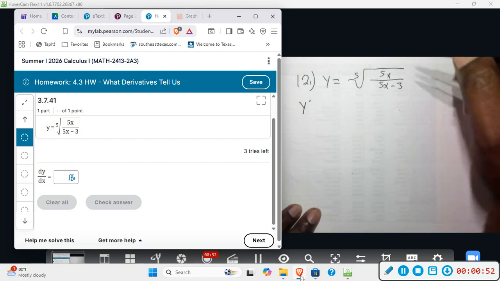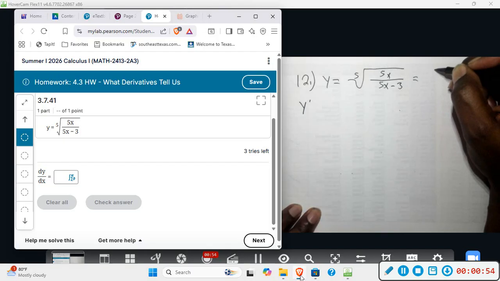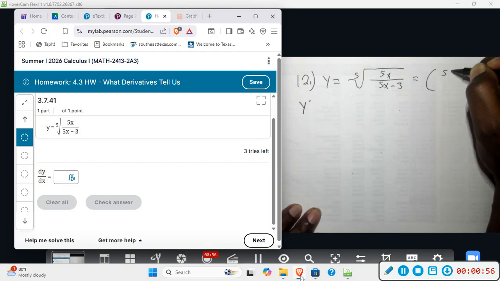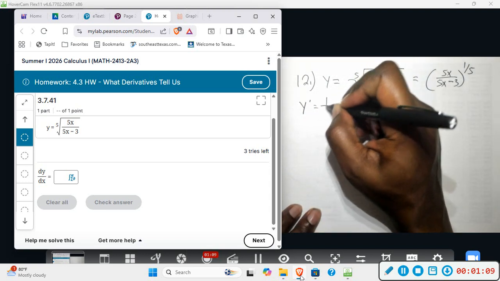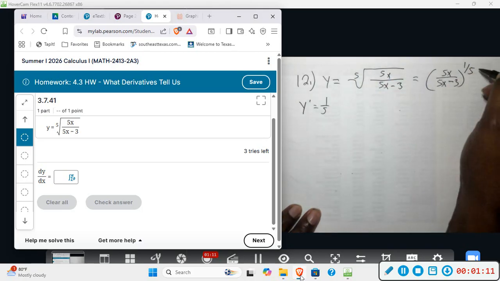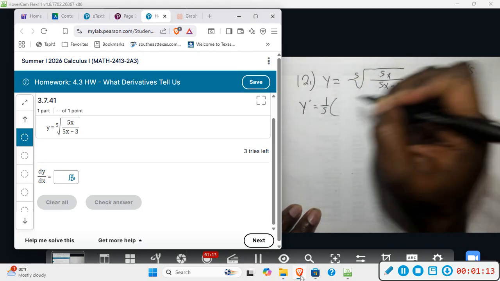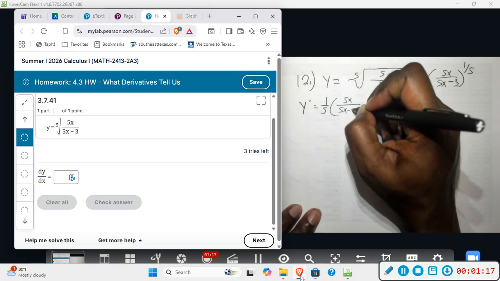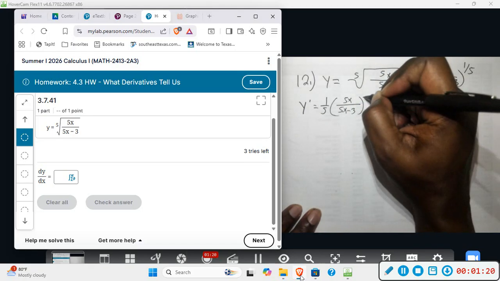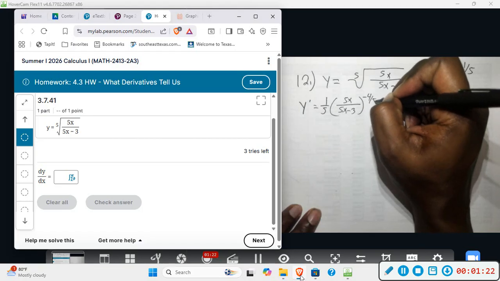So we're going to look at this as 5x raised to the 1/5 power. Okay, so we're going to use the chain rule. Outside, multiply this by 1/5, subtract 1, and leave the inside alone. So we have 5x to the negative 4/5 when you subtract 1.